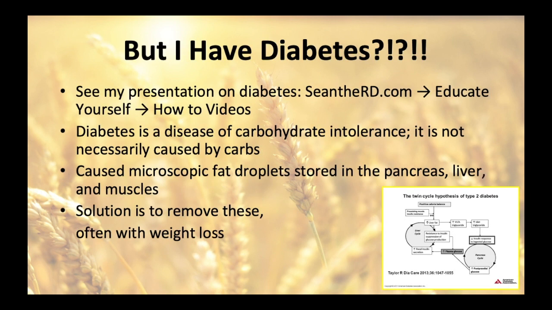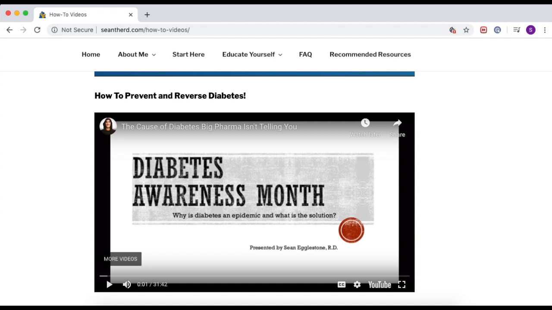But I have diabetes. Carbohydrates make my blood sugars go too high. So if you want to learn more about carbohydrates and diet and diabetes and how to reverse or prevent or manage your blood sugars better, go on over to my website, SeanTheRD.com, and there's a drop-down menu, Educate Yourself and How-To videos, and that's where you're going to find my proteins, fats, and carbs videos, my weight loss videos, my nutrient density videos, my Blue Zone videos, and this is also where you're going to find the diabetes video as well.